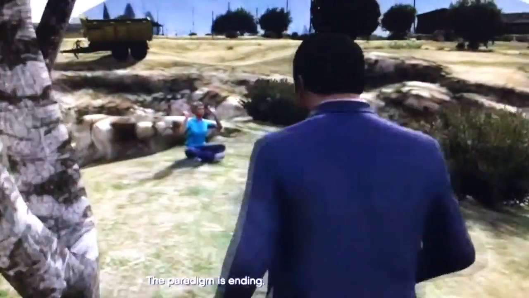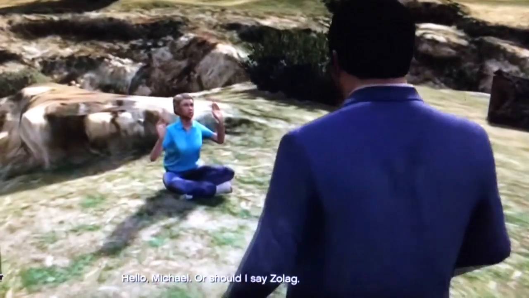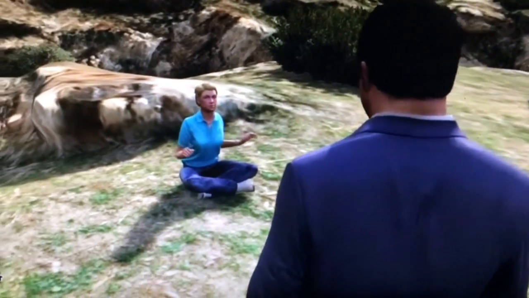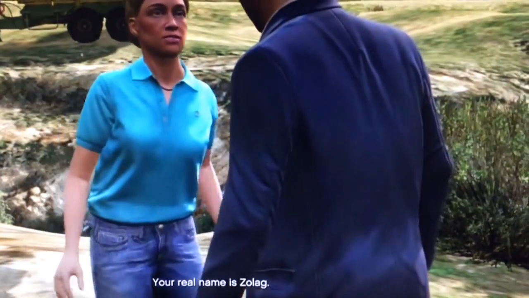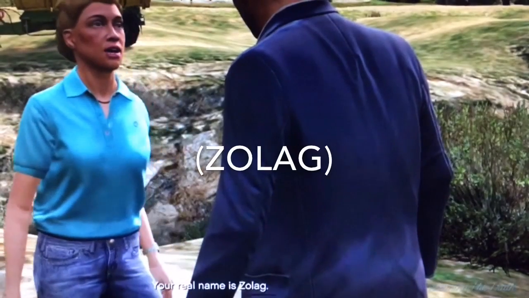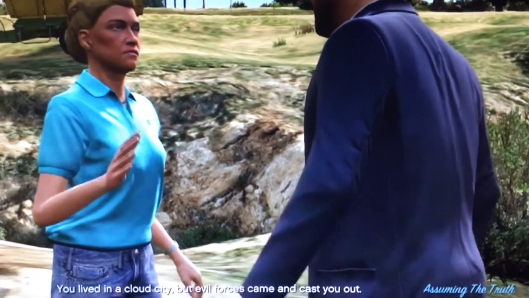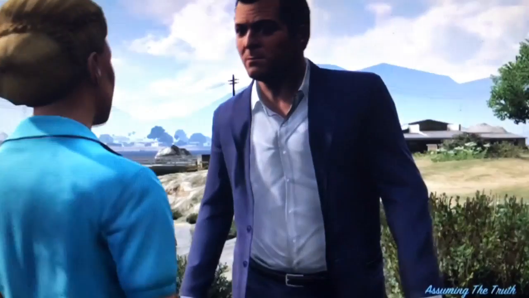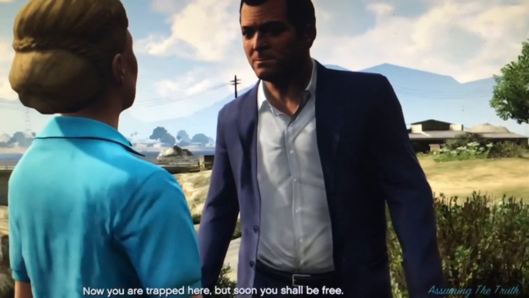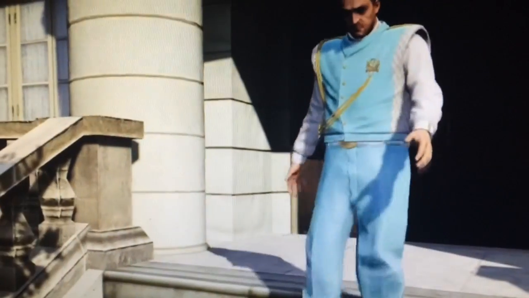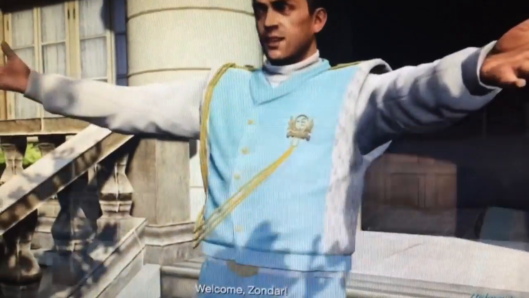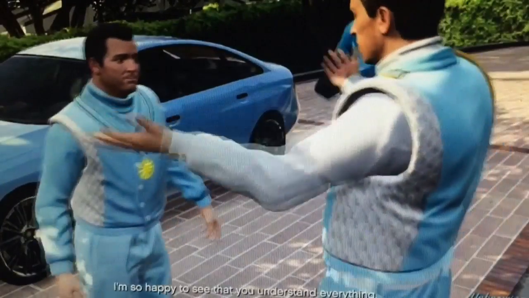Paradigm is ending. Hello, Michael. Or should I say, Zolag? What? Your real name is Zolag. Zolag. You are a king. You lived in a cloud city, but evil forces came and cast you out. Now you are trapped here, but soon you shall be free. Welcome, Zandar. I'm so happy to see that you understand everything.